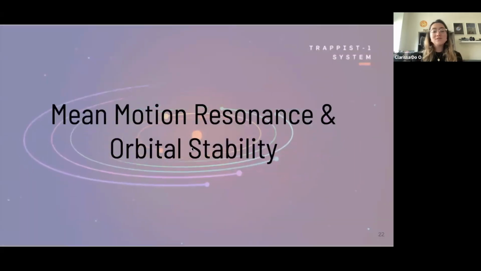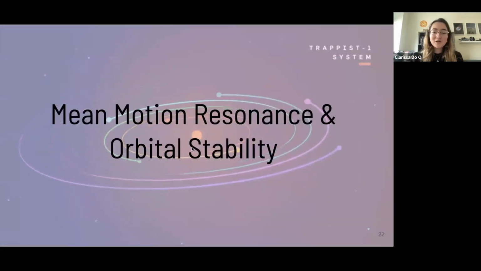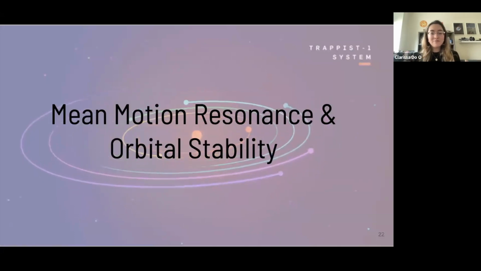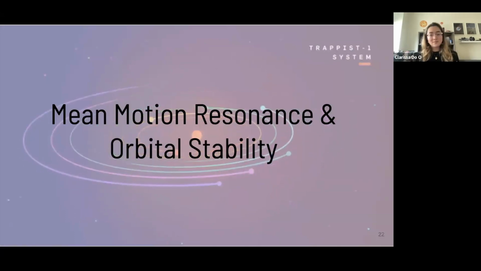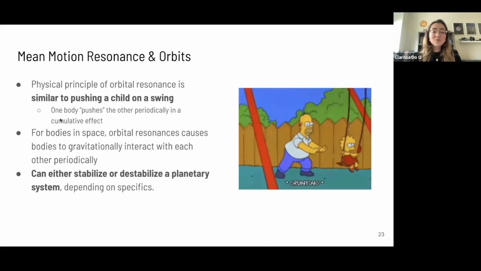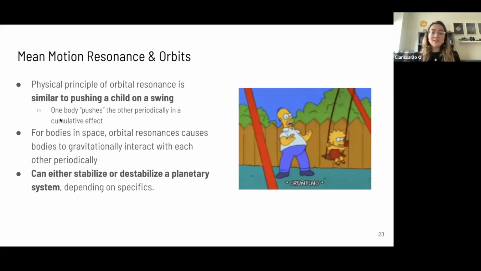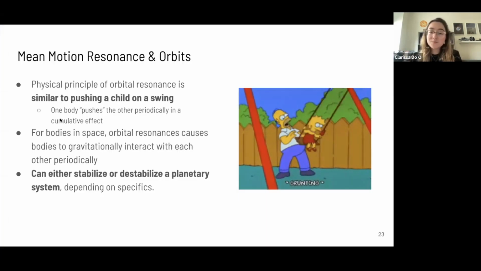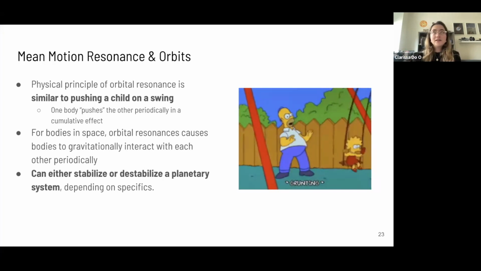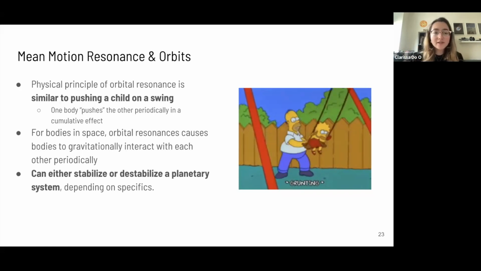So before I get into how this problem was actually solved, I wanted to introduce you to this idea of mean motion resonance and orbital stability. Mean motion resonance, or orbital resonance, is a physical principle that we have in orbital mechanics. You can think of the physical idea as similar to pushing a child on a swing. So you are periodically interacting with the child when you're pushing the child on the swing, and that eventually has a cumulative effect.